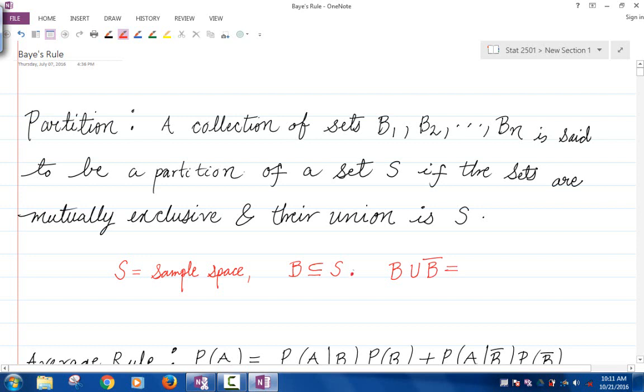B union B complement is the entire sample space, right? B complement contains everything outside of B, right? So B union B complement is always the sample space. Is everybody okay? So basically then, B and B complement form a partition of S.